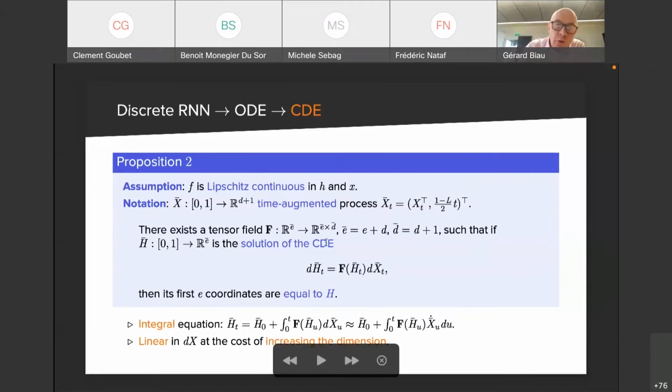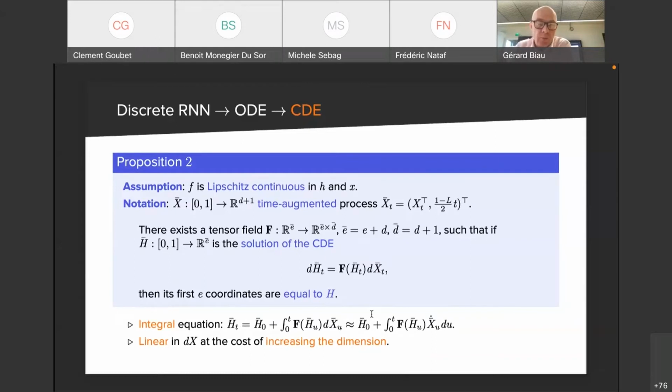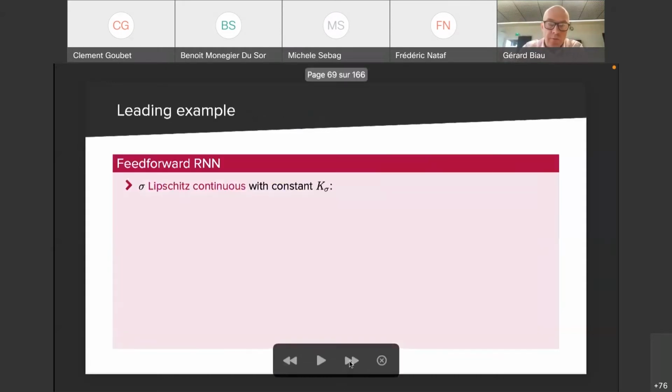And of course, if you don't like this notation, just take the integral notation. It means that you pass from ht to ht plus 1 just by integrating like this. But it's the same. And so again, we have the discrete version, the continuous version, and also a way of seeing the continuous version by embedding the problem in a larger space and with a driving process, which is dx. And the first coordinates are, in fact, the solution of the differential equation. So that's the second ingredient of my presentation.